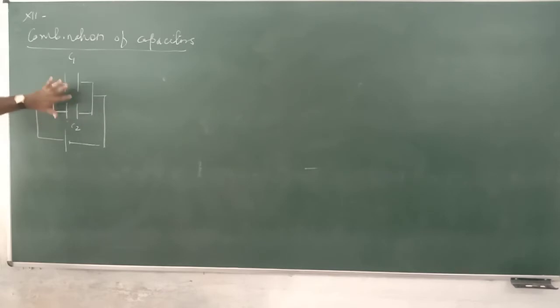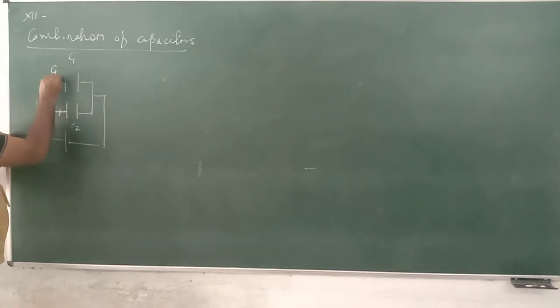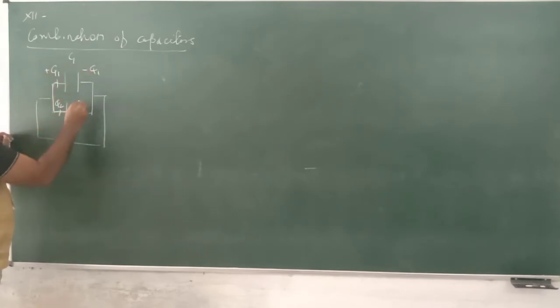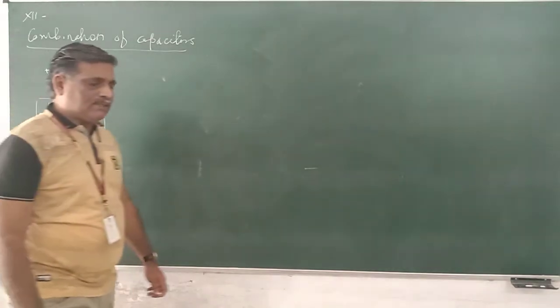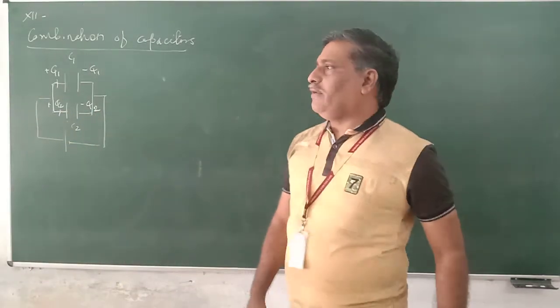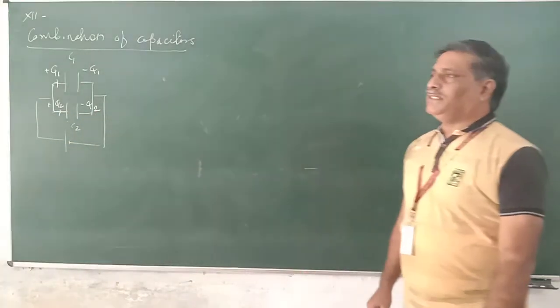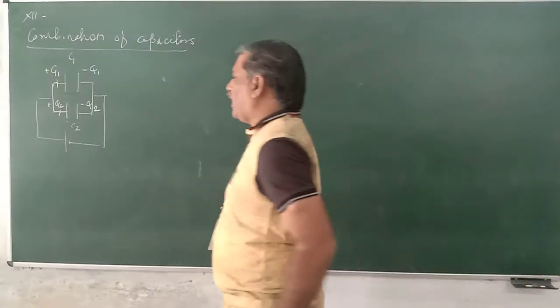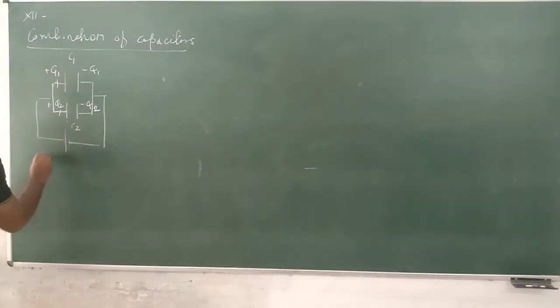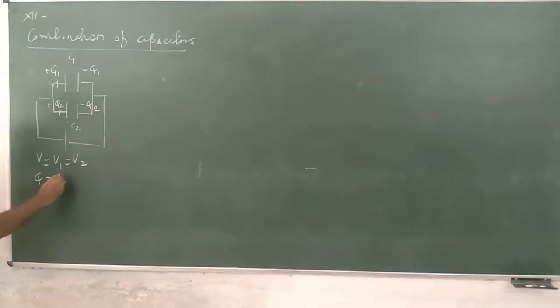Potential remains the same, but the charges on each are different. Here it is plus Q1, minus Q1, and plus Q2, minus Q2. In this case, charges are divided along different branches, but the potential remains the same. So V = V1 = V2, but Q = Q1 + Q2.